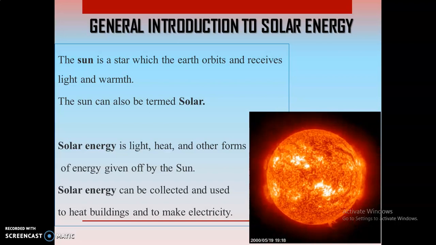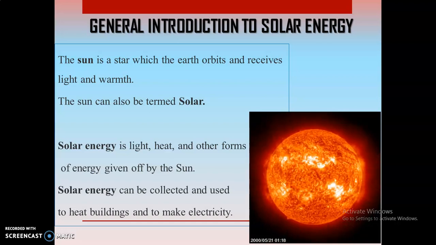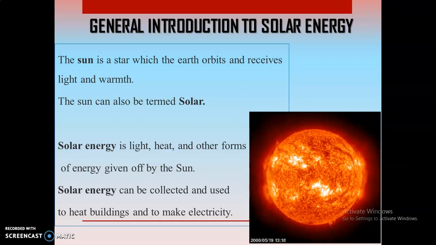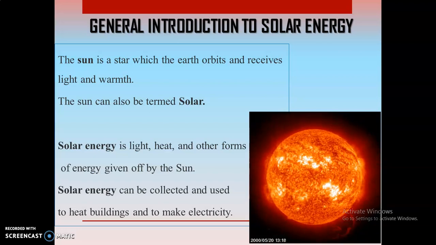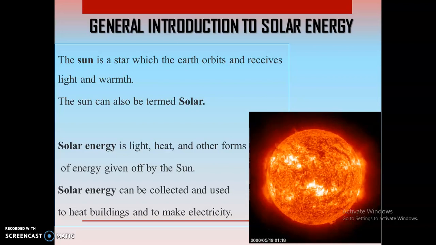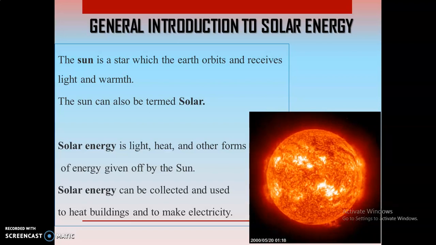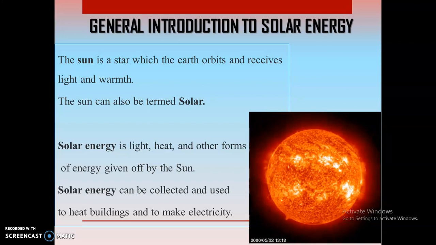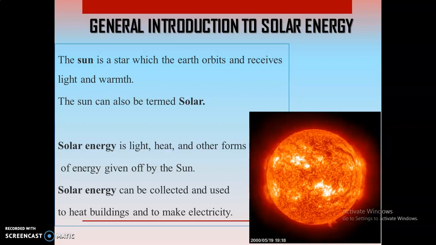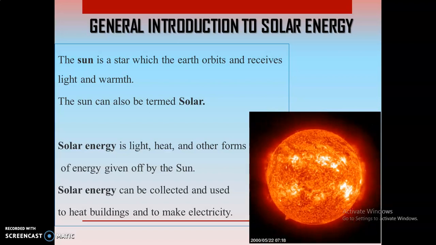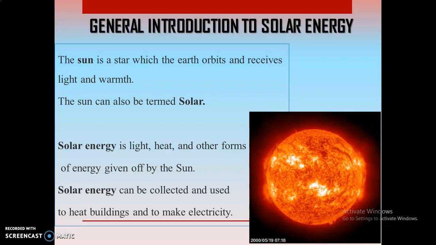Let's go back to general introduction of the solar energy. Now, the sun is a star which the earth and other planets orbit. This basically means that the earth and other planets move around the sun. Now, as they do that, they absorb heat energy and receive light from the sun. We can term the sun to be solar. Solar energy is light, heat, and other forms of energy that is given off by the sun.